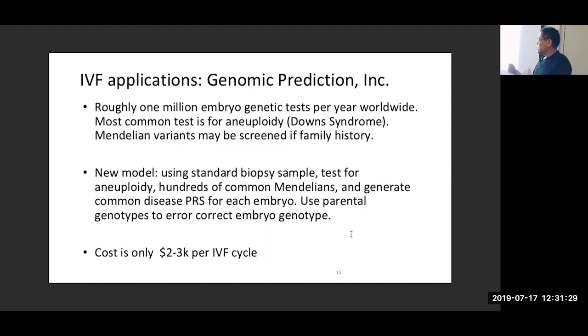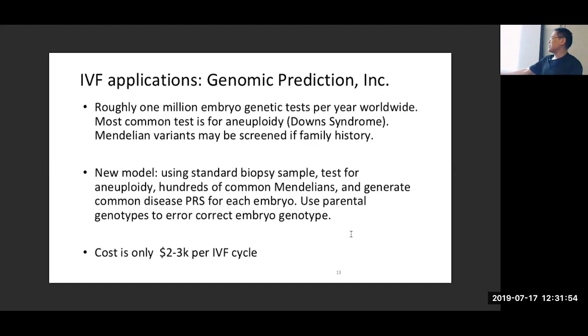And one innovative thing we do is that we take saliva from both parents and we use the haploblocks that come from the parents to error correct the genotype that comes from the embryo. And we actually get higher accuracy on our embryo genotype now than you would get, say, from 23andMe from a commercial genotype. So it's very accurate. I think 99.6% concordance.